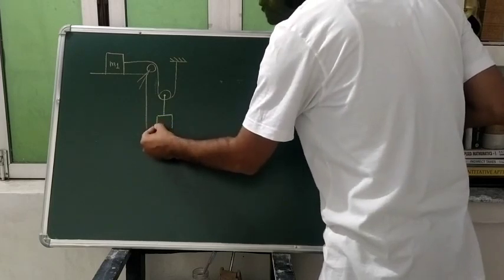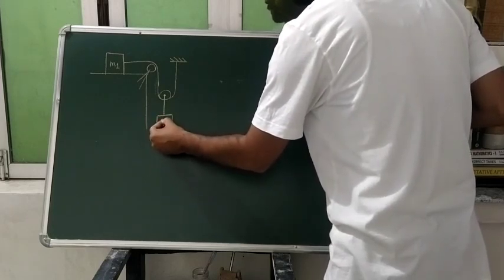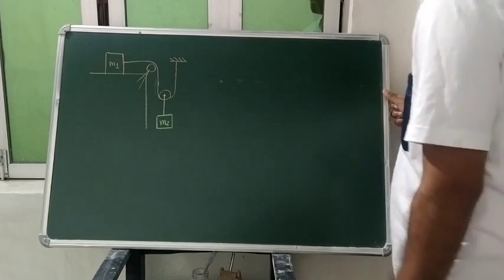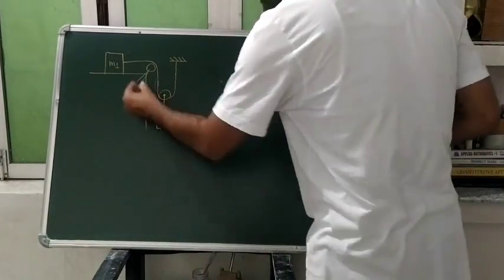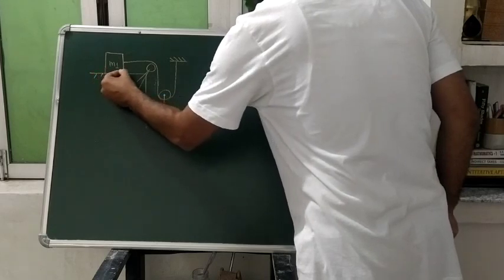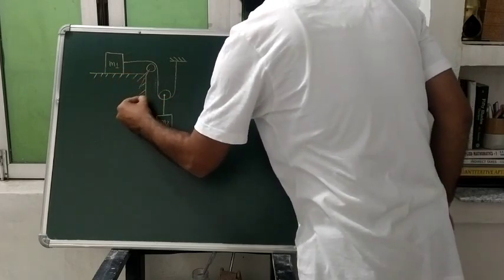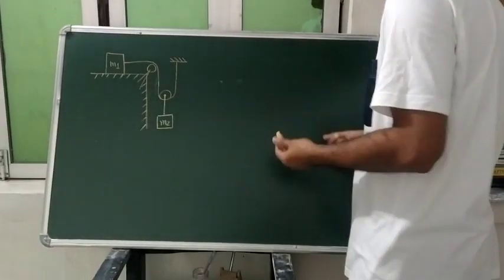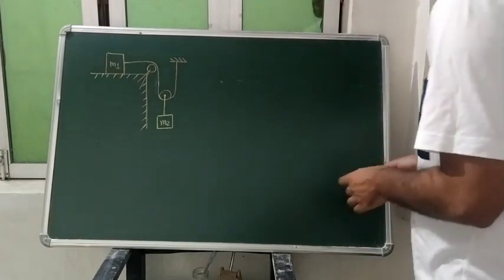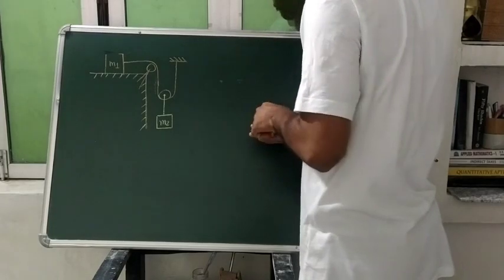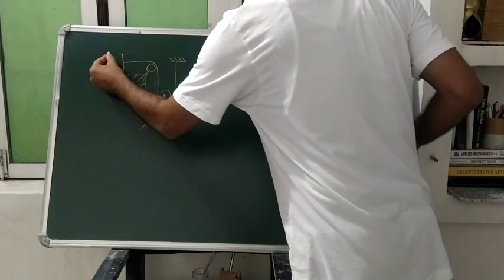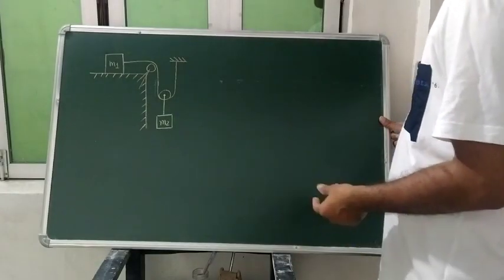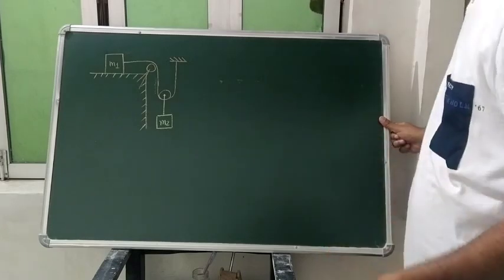a block of mass m2 is hanging here. Okay, here is a fixed pulley, and surfaces are frictionless. Pulleys will be massless and frictionless. Strings will be inextensible and massless. That assumption we will make here: pulleys are frictionless, massless, strings are inextensible and massless, and surfaces are frictionless.